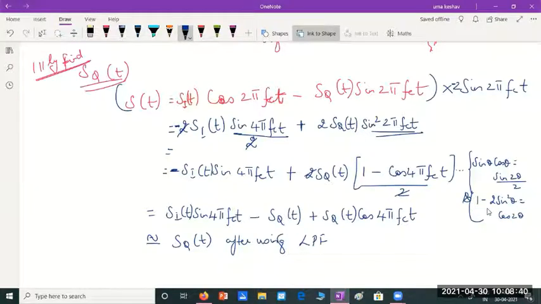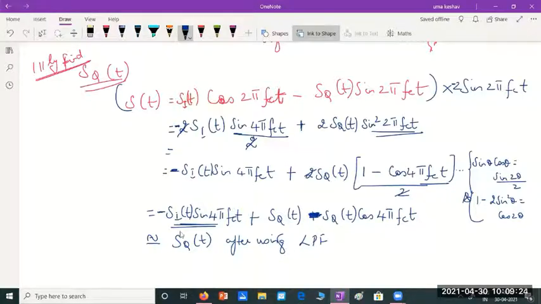See, we know the trigonometric identity. Cos 2 theta can also be written as 1 minus 2 sin square theta. So I'm replacing this sine square theta as 1 minus cos 2 theta divided by 2. That's how you get this. 2 cancels out. So finally you will get minus Si shifted to the frequency 2fc because it's getting multiplied with sine, plus SQ into 1 and minus SQ. This is minus SQ of t into cos 4 pi fct.